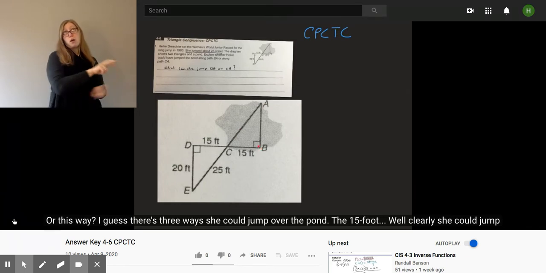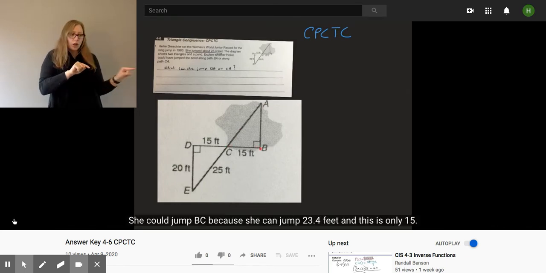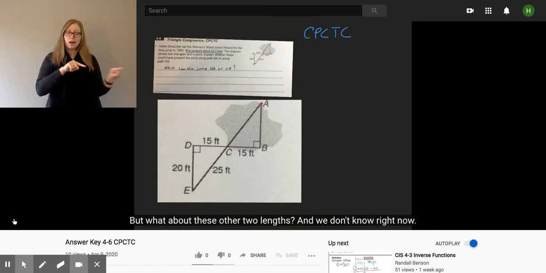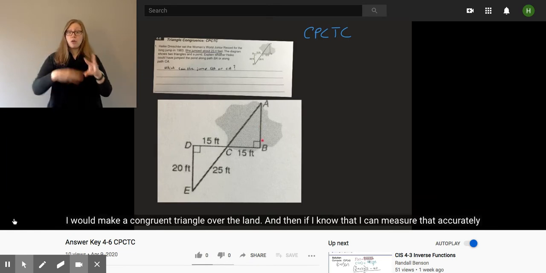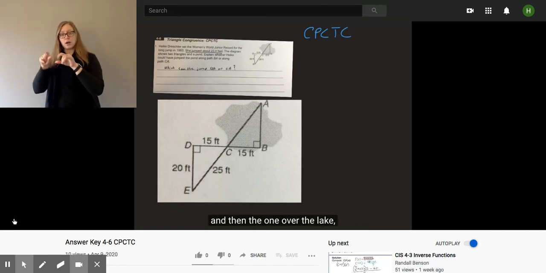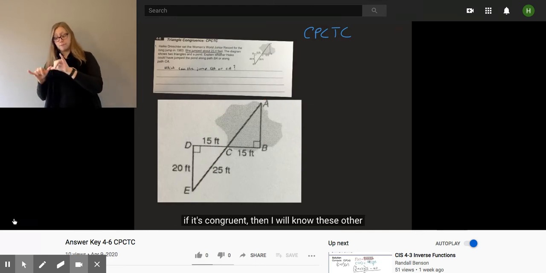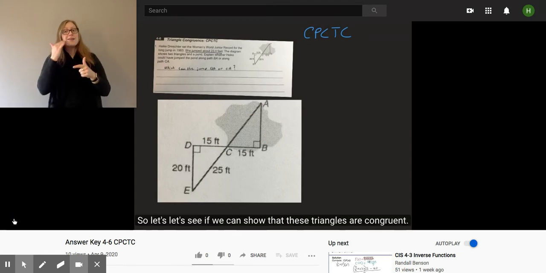The 15-foot, well, clearly she could jump this way. She could jump BC because she can jump 23.4 feet, and this is only 15. But what about these other two lengths? We don't know right now. One of the common ways we use geometry in the world is if I need to measure a distance over a lake, I would make a congruent triangle over the land, measure that accurately, and then if the one over the lake is congruent, I will know these other measurements. So let's see if we can show that these triangles are congruent.